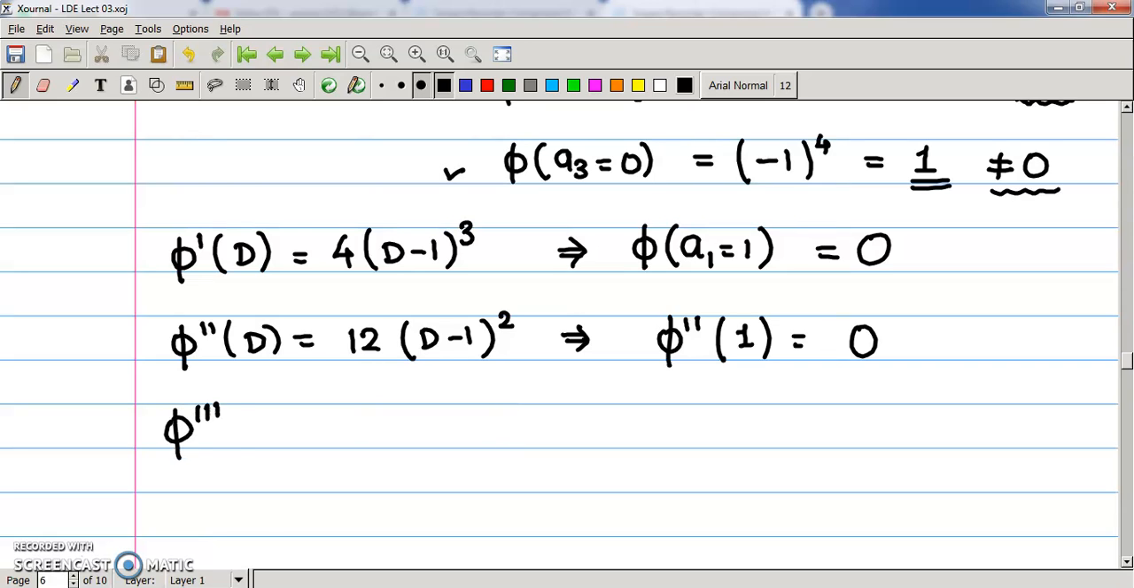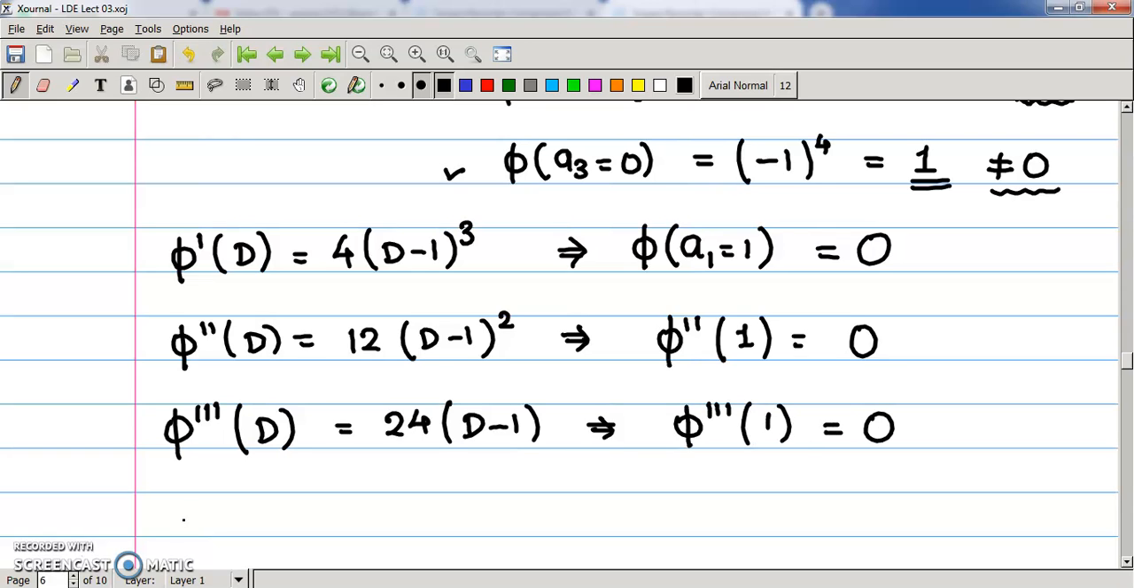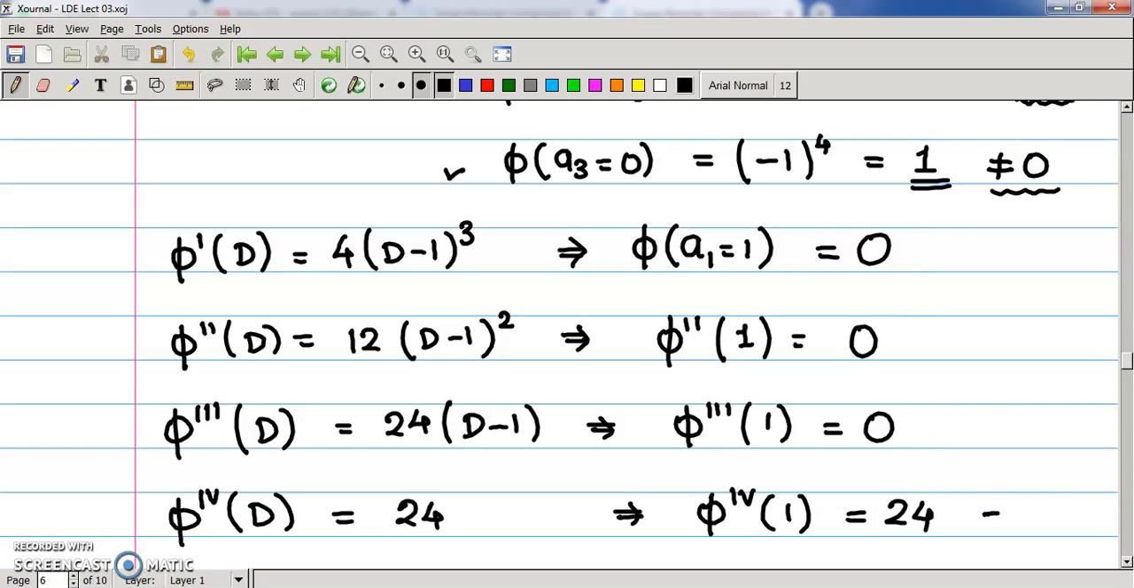So we again differentiate this. This is equal to 24(D - 1). Again we replace D by 1, and again this value is equal to 0. Now we take the fourth order derivative of the auxiliary equation. This value is equal to 24. Here we replace D by 1, the value is 24, and now we got a non-zero term after the fourth derivative.